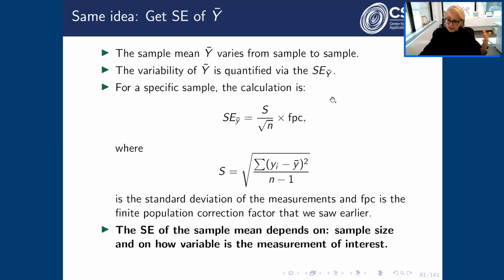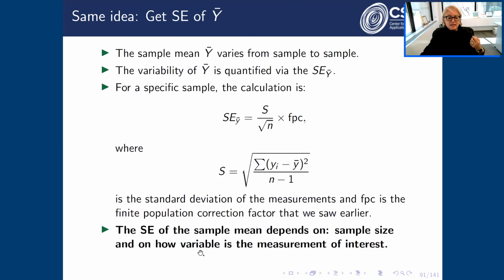Because we're thinking about finite populations and sampling without replacement, the standard error of y bar has to be corrected by the finite population correction factor. So the standard error is just the standard deviation S computed from all those observations, divided by the square root of n, times the finite population correction factor. And this S you compute in the usual way: you take the average of the squared deviations of each observation from the sample mean, divided by n minus 1, and then the square root of that.